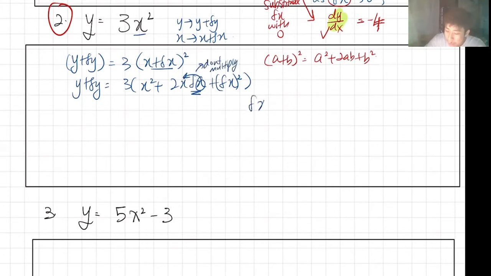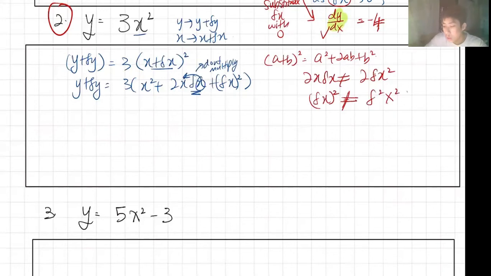And then delta x squared. You might want to say, I write all the stuff here at the back. 2x delta x is not equal to 2 delta x squared. And one more, delta x squared is not equal to delta squared x squared. I don't know what this is either. As long as you treat delta x as one thing.